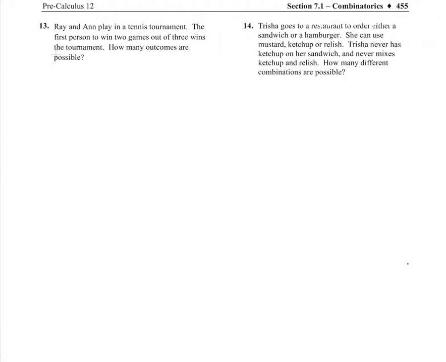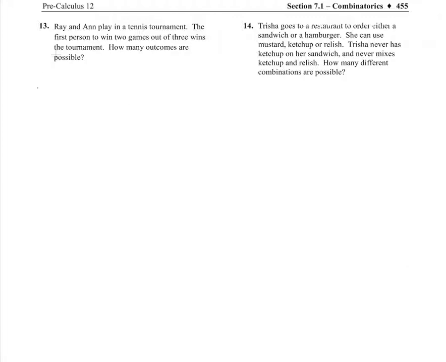Today we are doing section 7.1, page 455 of your textbook, and we're going to be doing questions 13 and 14. These questions are pretty similar, and you need to use the same sort of tools in both problems, so it's good to just go over both.